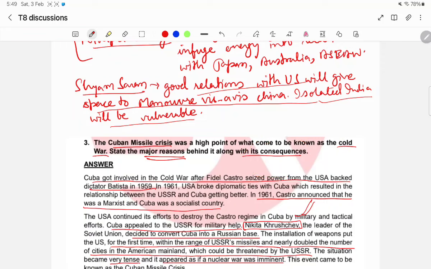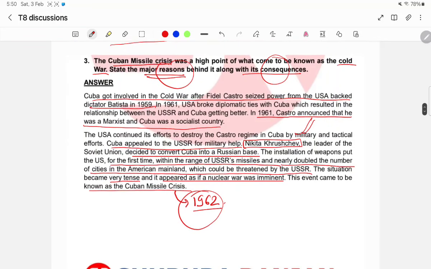So the third question is the Cuban Missile Crisis. What a high point of what came to be known as the Cold War. So what are the major reasons and consequences? So Cold War, I have told you, I have been telling you for a long time, so you should also study by yourself.